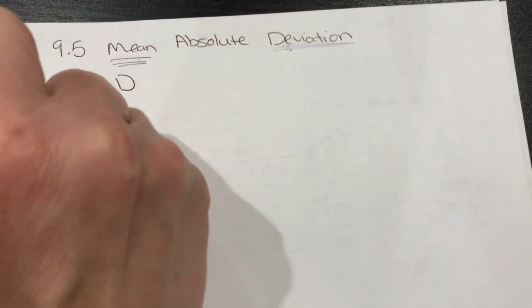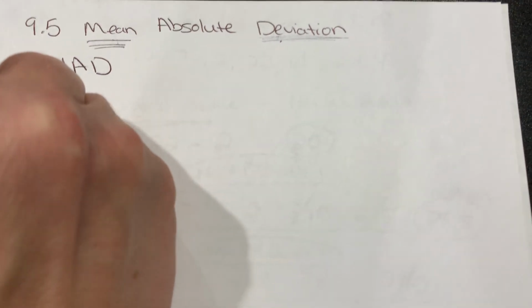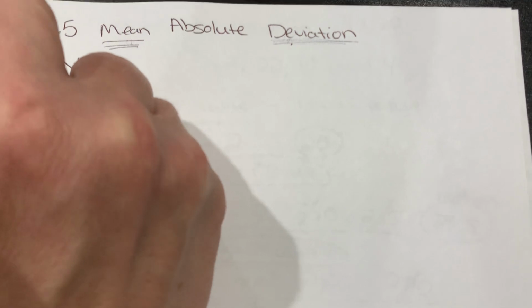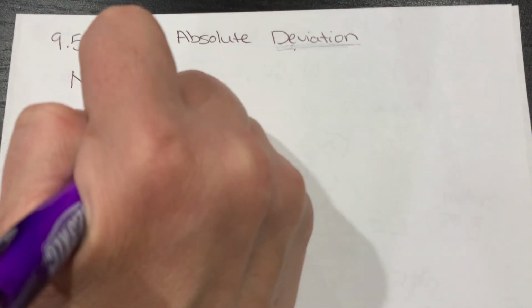Of the data they gave me, my first data value in numerical order would be 11. My second would be 12. My third would be 15. My fourth is 16.